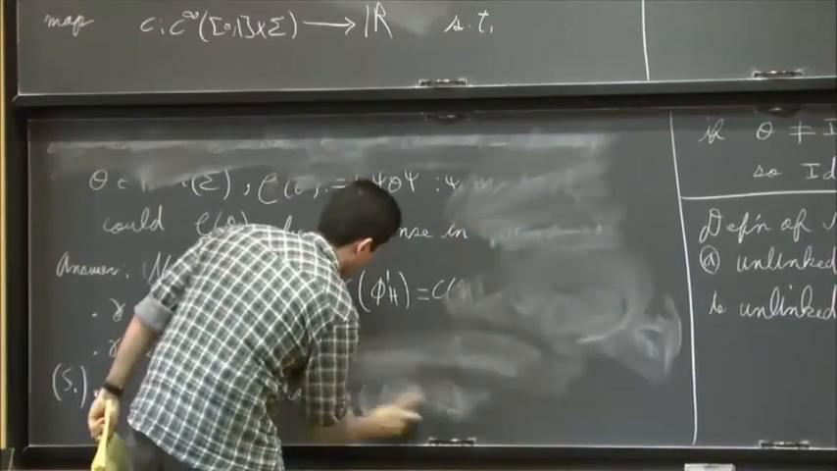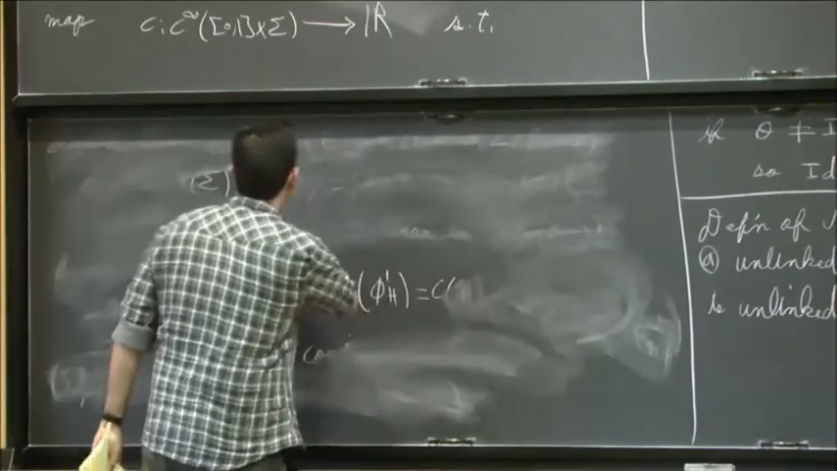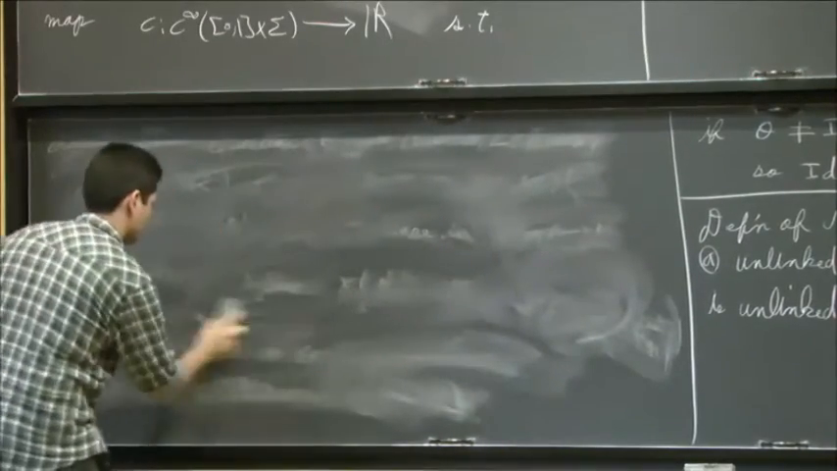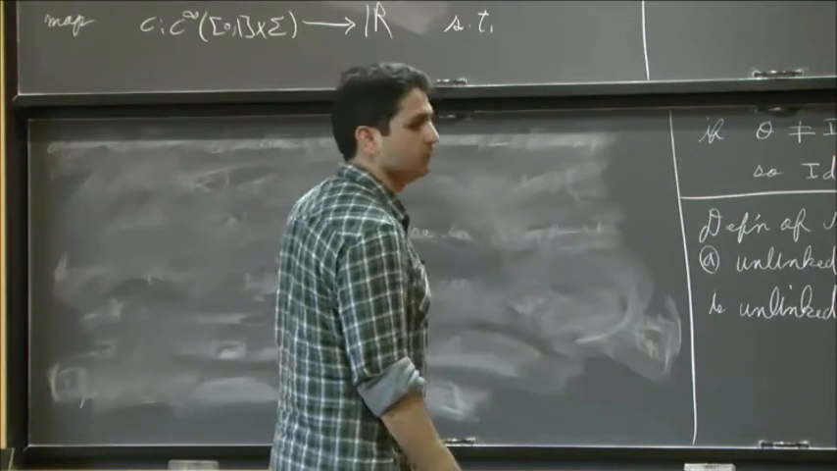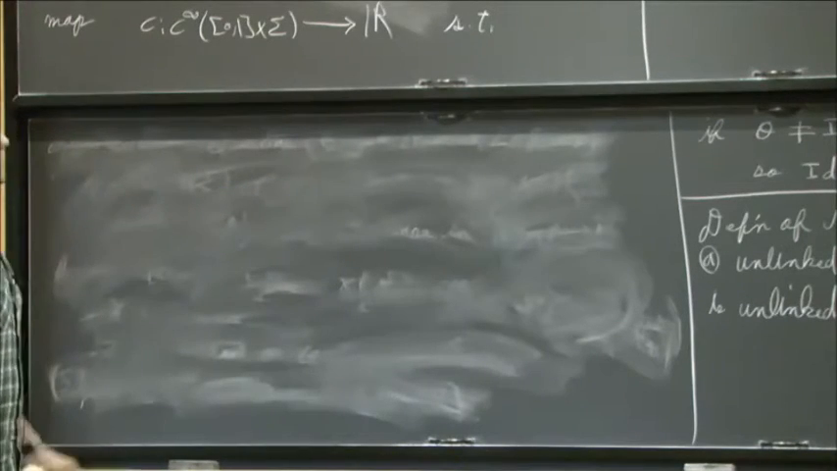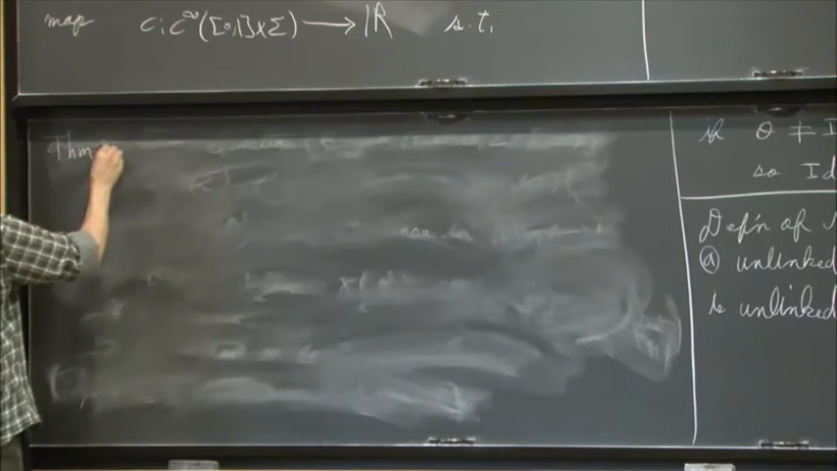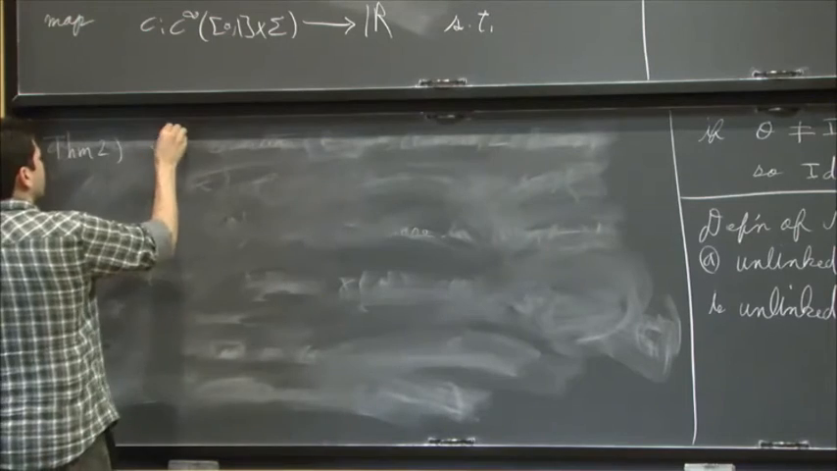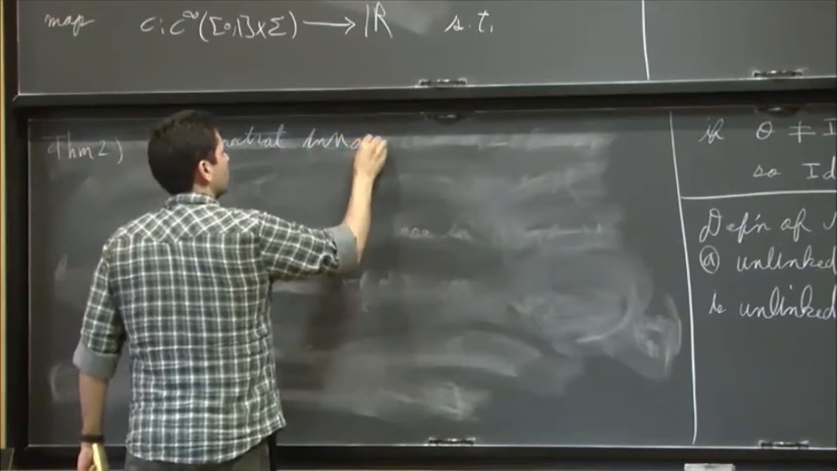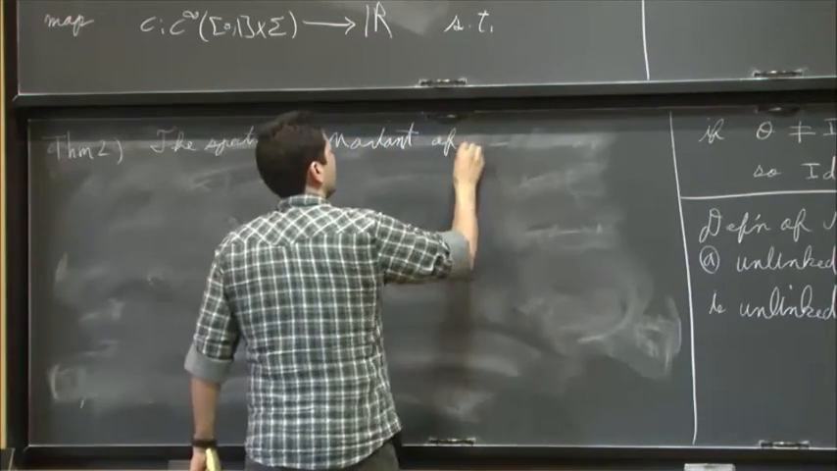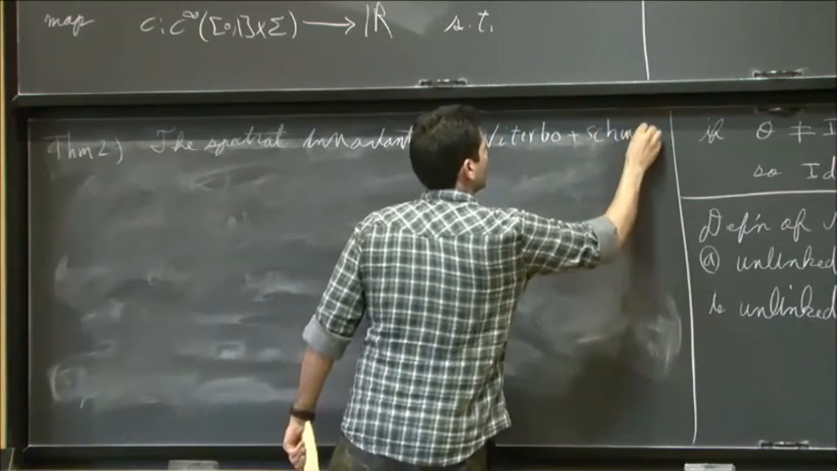And then the other question is: is the spectral invariant of Viterbo and Schwarz a formal spectral invariant? So that's theorem two. It's very easy to show N satisfies everything except for two. So theorem two is that the spectral invariant of Viterbo plus Schwarz is formal.